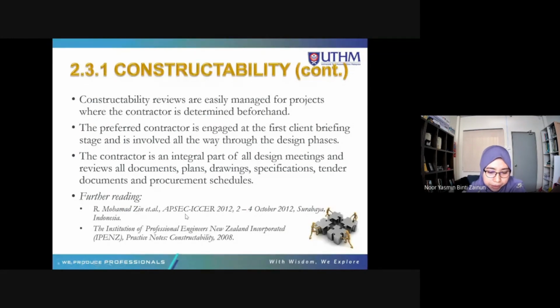On other parts, on the VE value and also on the lean method will be discussed next week.